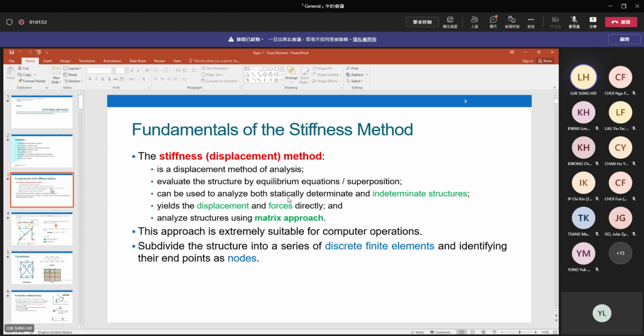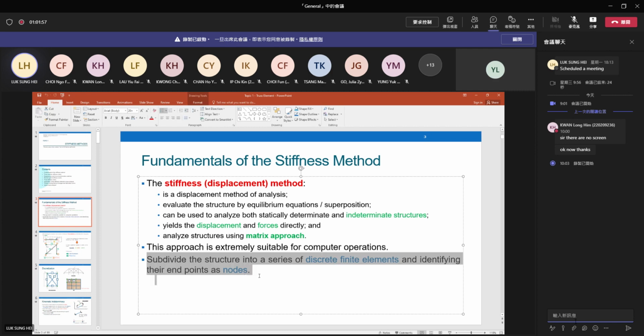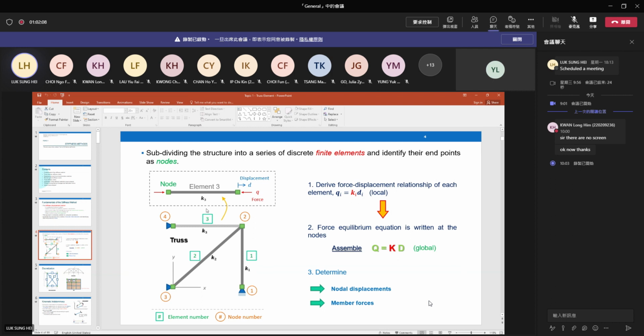Introducing what is Stiffness method. Stiffness method basically is one approach. We are going to divide a continuous structure into a series of discrete, well-defined elements. I use this example to introduce what is discretization. You can break up whole structures into different well-defined elements, set up the local force displacement equations, and then group them together to become the whole structural problem.